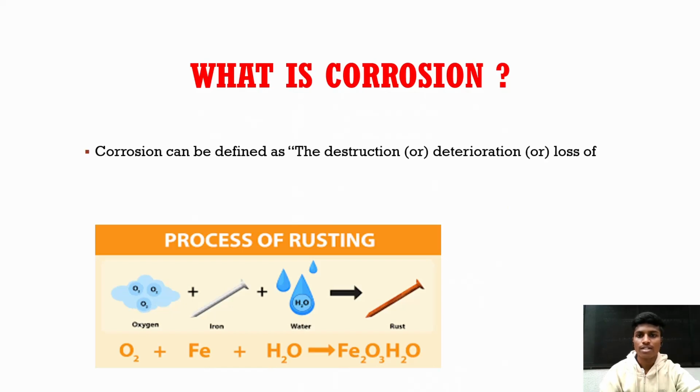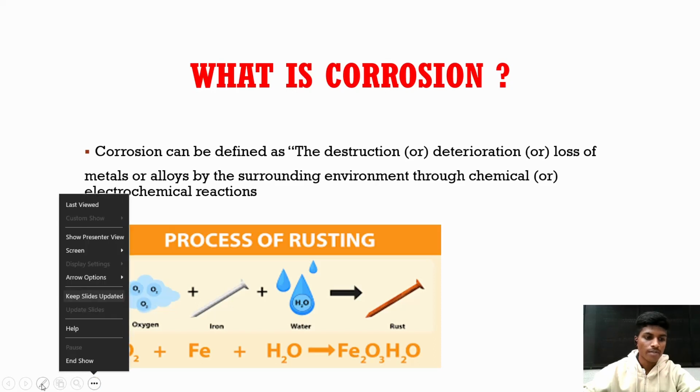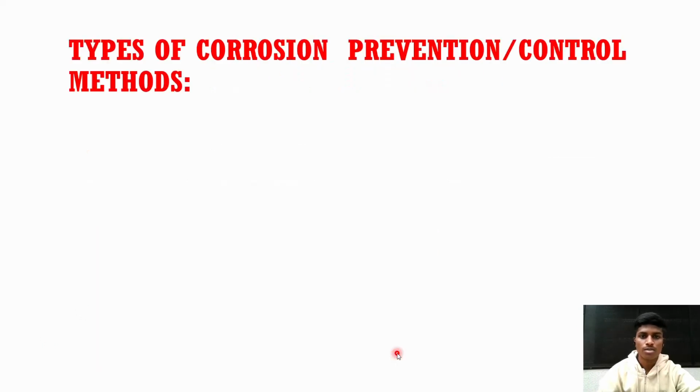Corrosion can be defined as the destruction, deterioration, or loss of metals or alloys by the surrounding environment through chemical or electrochemical reaction. Here you can see a process where oxygen combines with iron. In the presence of oxygen and water, the iron forms rust, Fe2O3.H2O, which is called corrosion.